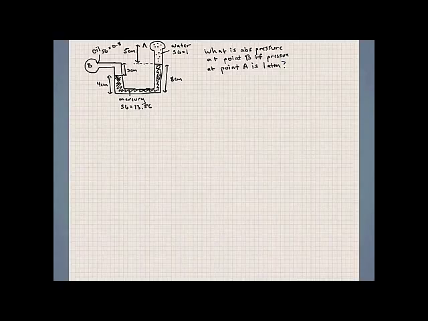Alright, let's work some problems. So, first problem I want to work is a manometer problem. Second is also a manometer problem, since we're dealing with pressure. We can come back and have a discussion about temperature later, but that's somewhat simpler to understand. Pressure is a little bit more abstract.